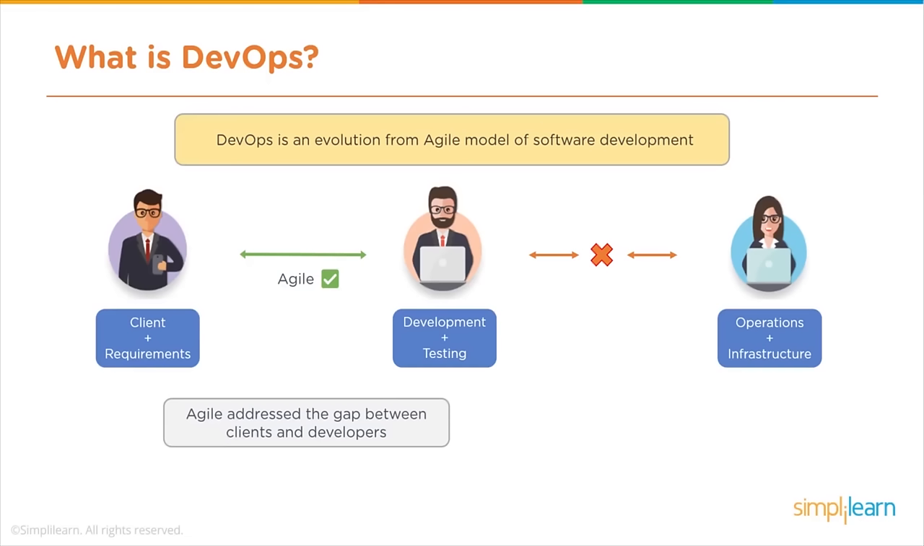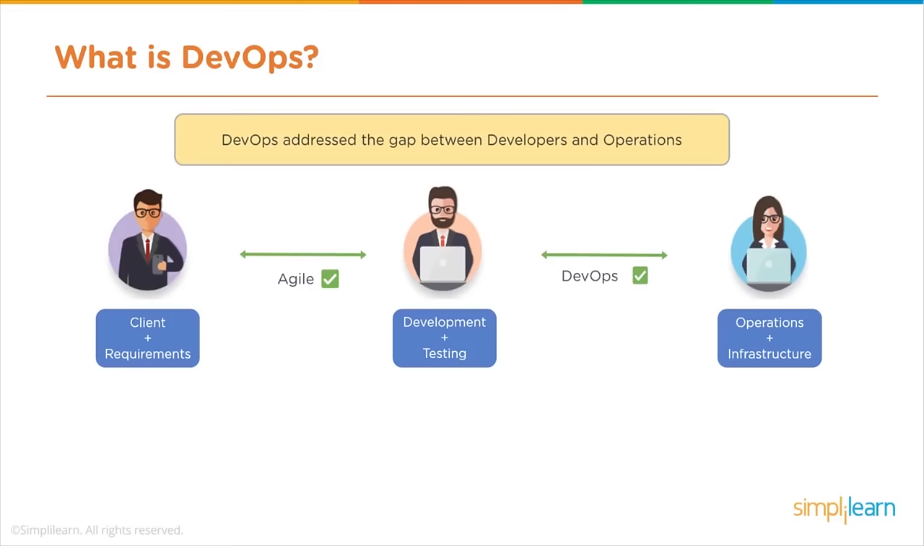So DevOps is an evolution of the Agile model. The Agile model really is great for gathering requirements and for developing and testing out your solutions. And what we want to be able to do is address that challenge and that gap between the ops team and the dev team. And so with DevOps, what we're doing is bringing together the operations team and the development team into a single team.